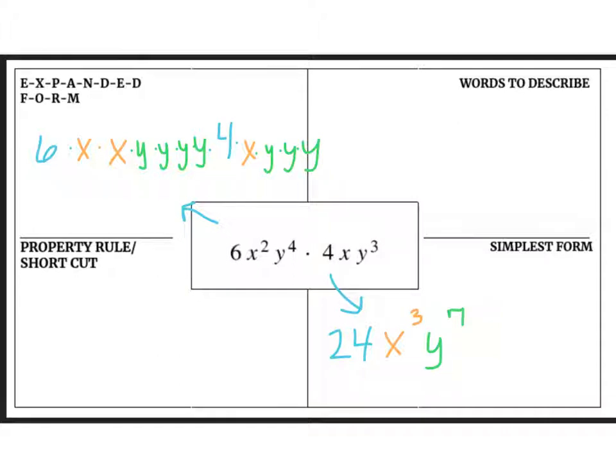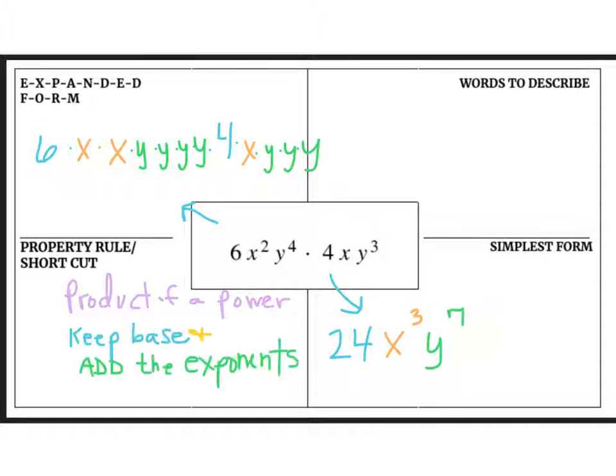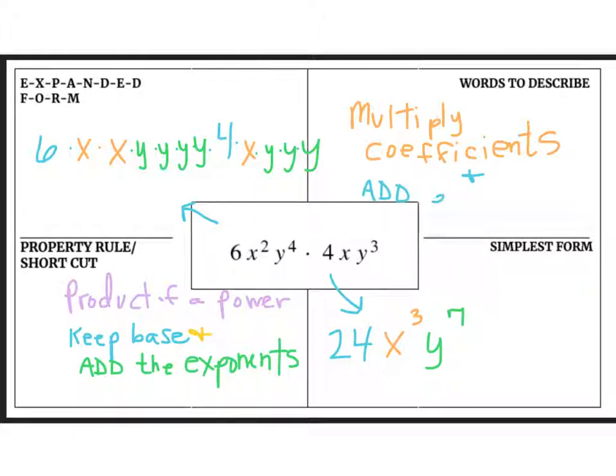Because this is a multiplication problem, this is the product of a power. The shortcut is to keep the base and add the exponents. Some words to describe it: thinking about the coefficients, we have to multiply the coefficients and add the exponents. Okay, so I think we have all 4 parts of that Frayer model.